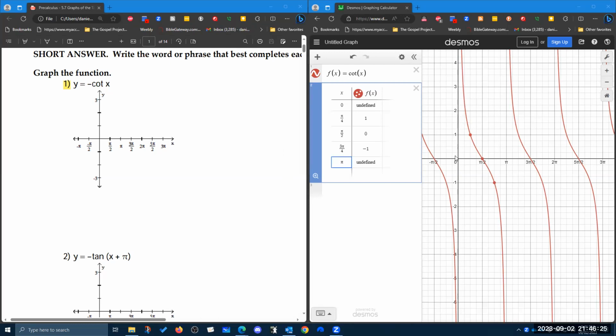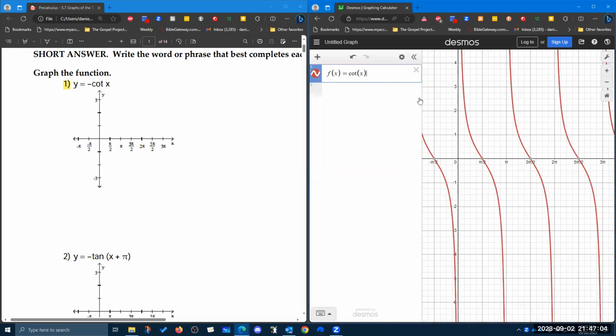And where the zeros of tangent had been are the vertical asymptotes, and where the vertical asymptotes of tangent had been are the zeros, because they're reciprocals of one another. Go ahead and take a look at that. They are related because they're cofunctions as well. So anything that is a tangent graph can be written as a cotangent graph and vice versa using your cofunction identities.